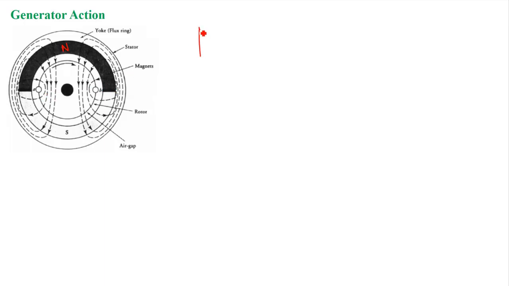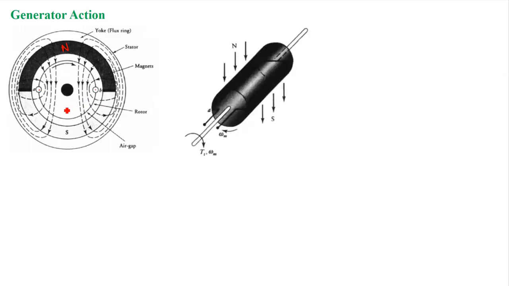Suppose your coil is like this, okay? And now these are the sides of the conductors. One is A, the other one is B. And if we take the cross section, it will look like this, right? One is here, one is here. Now, if this rotor is rotated in this direction, that means in the clockwise direction, right? So if it is rotated in the clockwise direction, now what will happen in this coil?